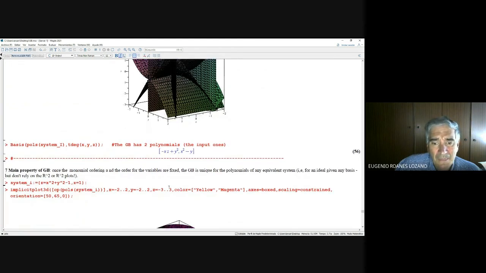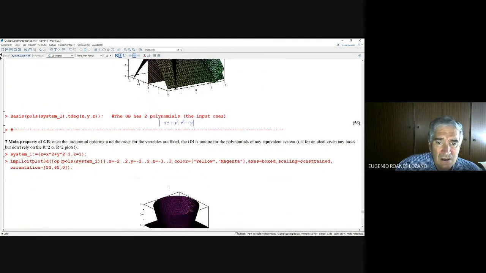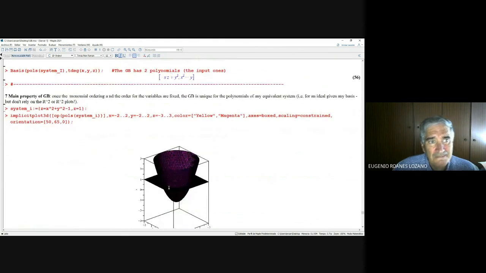The importance of the Gröbner basis is that once the monomial ordering and the order for the variables are fixed, the Gröbner basis is unique for the polynomials of any equivalent system, that is, for any ideal. So we can decide if 2 ideals are the same, let's say if 2 systems are equivalent, just by checking if the Gröbner bases are the same.